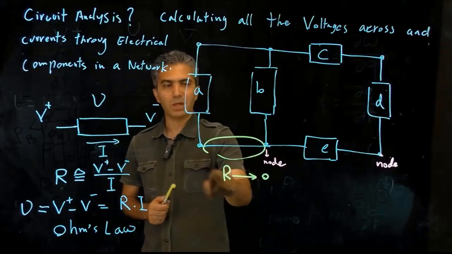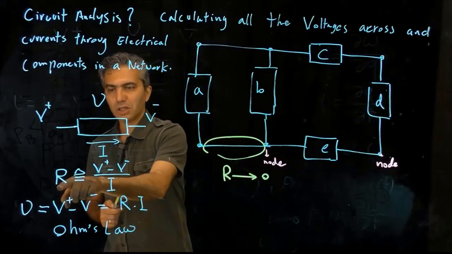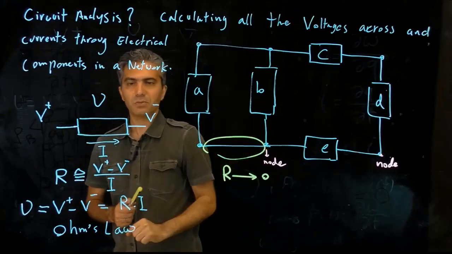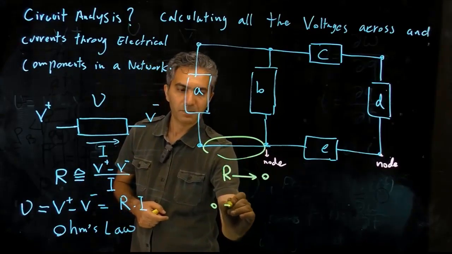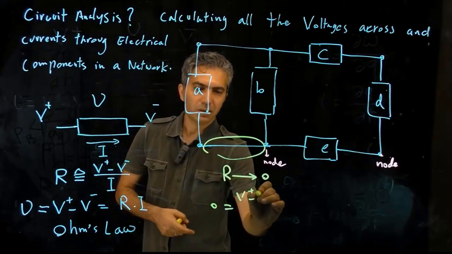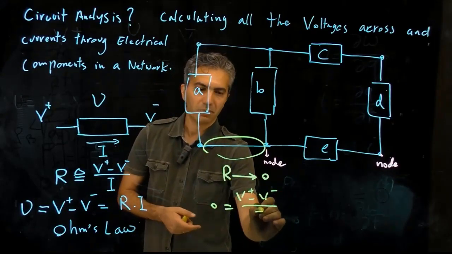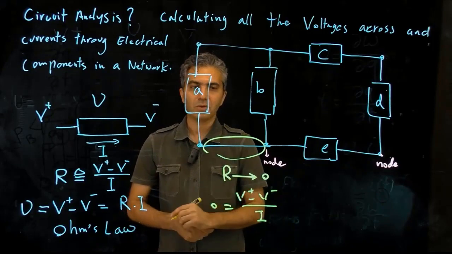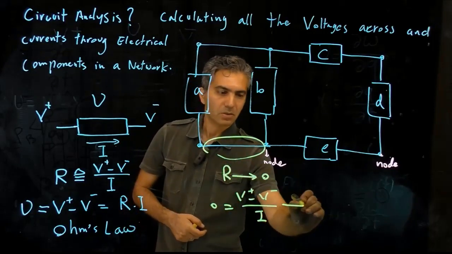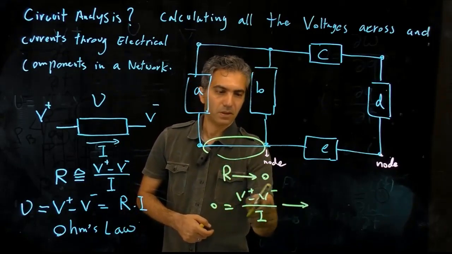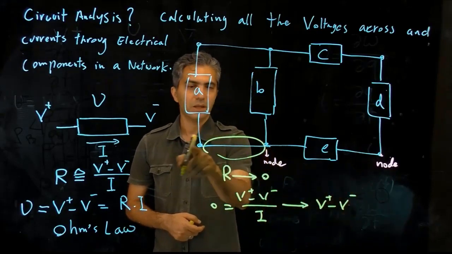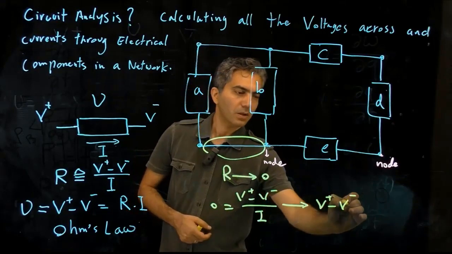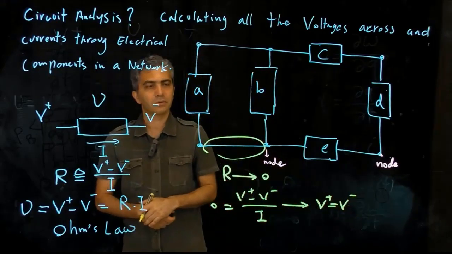So what does this mean? If I put R equal to 0 across this piece of wire, which you can imagine is a component, what I'm saying is that the voltage on one end minus the voltage on the other end, divided by the current passing through it, is equal to 0 for that component. So in other words, if this is true, then the voltage at one end and the voltage at the other end are actually equal to each other.